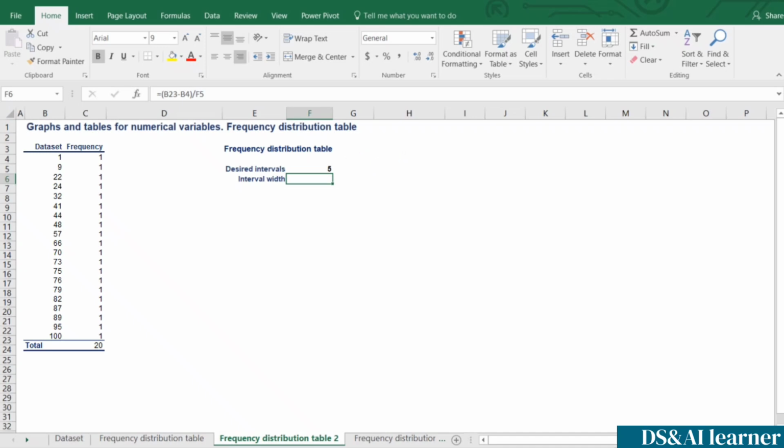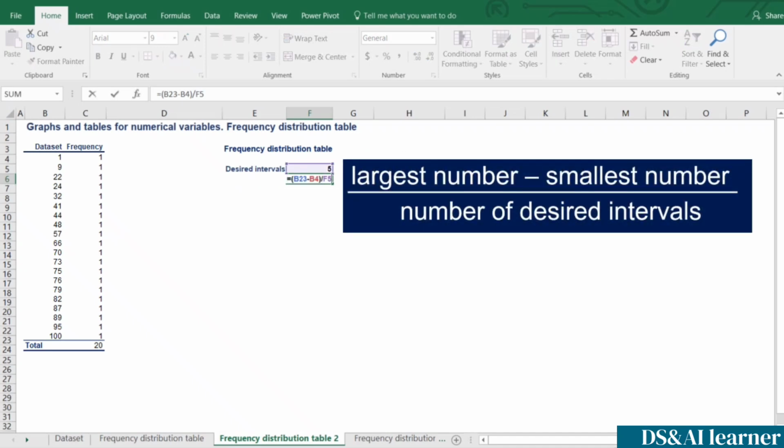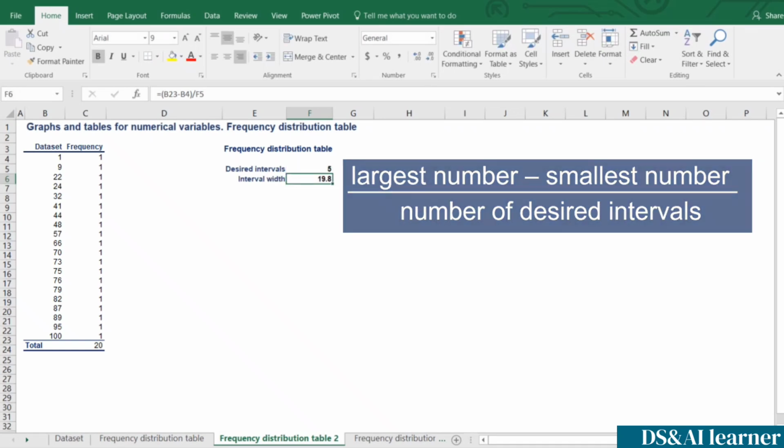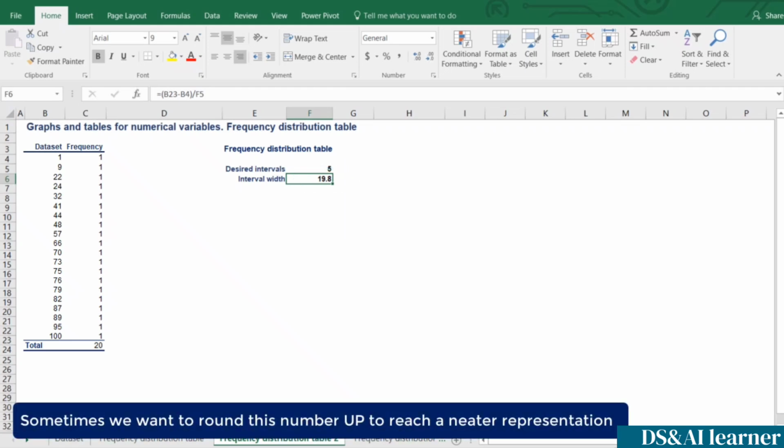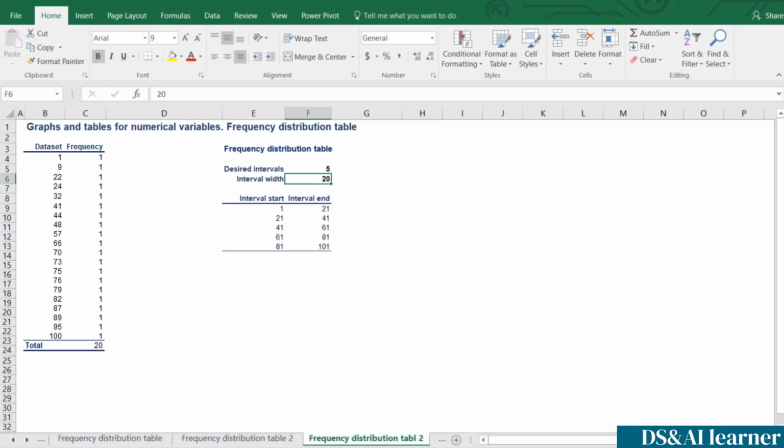The simple formula that we use is as follows. The interval width is equal to the largest number minus the smallest number divided by the number of desired intervals. In our case, the length of the interval should be 100 minus 1 divided by 5. The result is 19.8. Now, we want to round this number up in order to reach a neater representation. Therefore, our intervals will be as follows: 1 to 21, 21 to 41, 41 to 61, 61 to 81, and 81 to 101. Each interval has a width of 20.